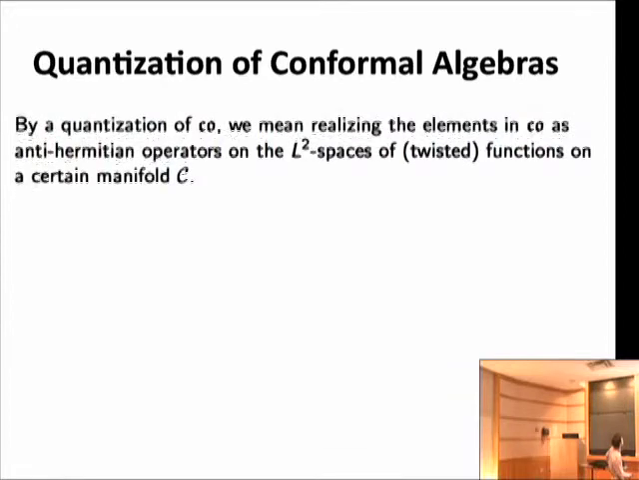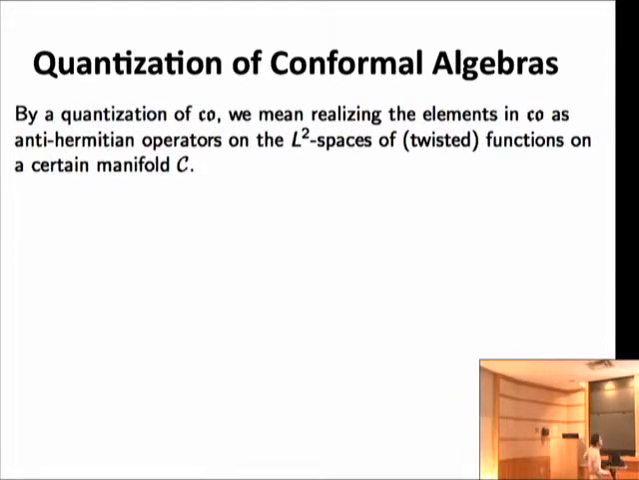Now, this is the universal algebraic relation. Now, what do we mean by quantization of a conformal algebra? By quantization of a conformal algebra, we really mean realizing the elements in the conformal algebra as anti-Hermitian operators on the L2 space of functions on a certain Riemannian manifold. I say anti-Hermitian because we are mathematicians. Physicists usually want Hermitian. I put a twist there because I allow the case where you have vector bundles. Then you talk about sections. The sections of a vector bundle are called twisted functions.